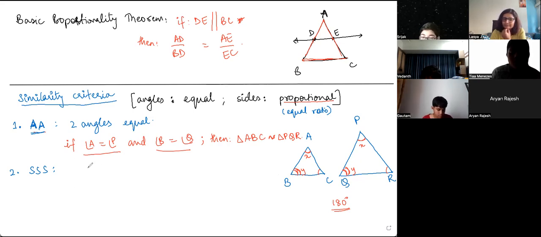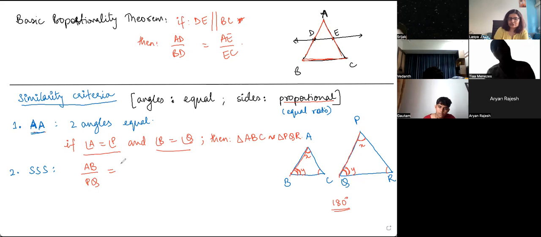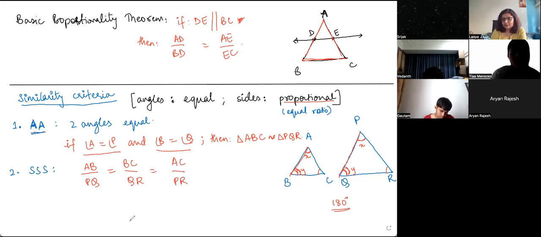We have to take the same ratio, AB by PQ, and AC by PR should be equal, and it should be equal to BC by QR. Correct. So the ratio of the sides: AB upon PQ should be equal to the ratio of the other sides also. So BC upon QR should be equal to AC upon PR. Okay, so the corresponding ratios should be equal.